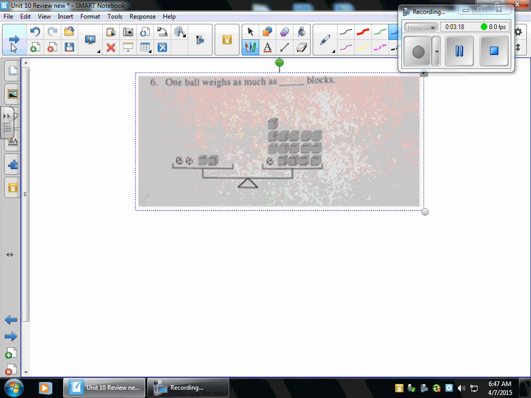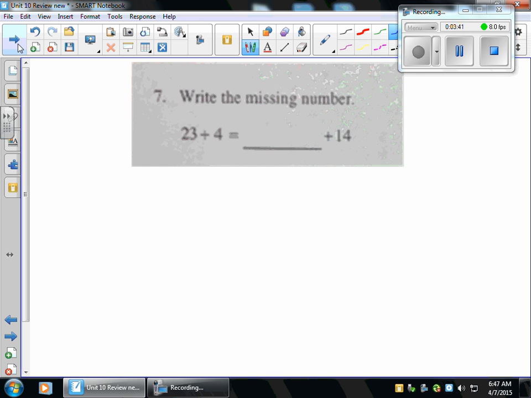All right, next one. 1 ball weighs as many as how many blocks? Well, I have 1 ball on this side, so take away 1 ball on this side. I have 2 blocks here, so I better take away 2 blocks here. Now it's pretty simple. I have 1 ball left. How many blocks do I have left? 13 blocks. 1 ball weighs 13 blocks.